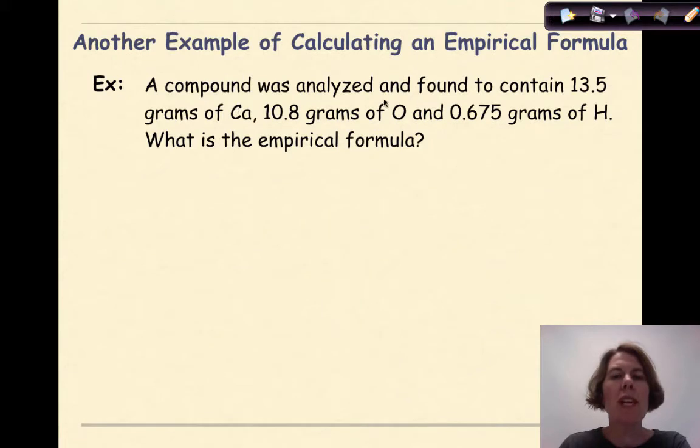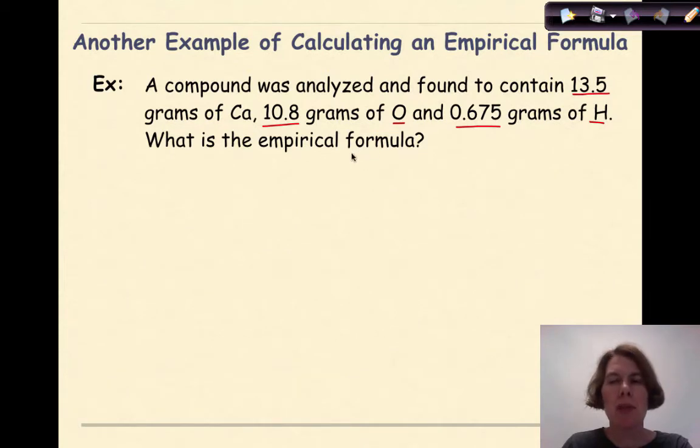A compound was analyzed and found to contain 13.5 grams of calcium, 10.8 grams of oxygen, and 0.675 grams of hydrogen. What is the empirical formula? So I challenge you to pause the video and see if you can do it on your own, or if you feel like you need a little bit more help and would like to see another example, feel free to watch along. So let's start out with our numbers.